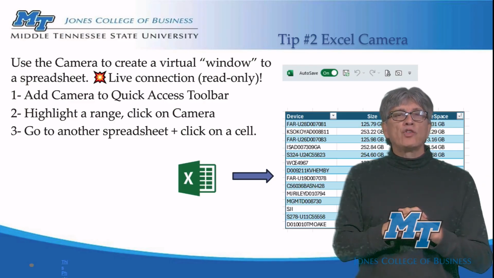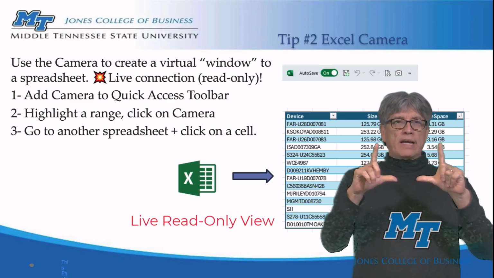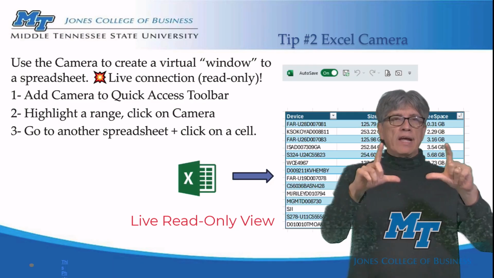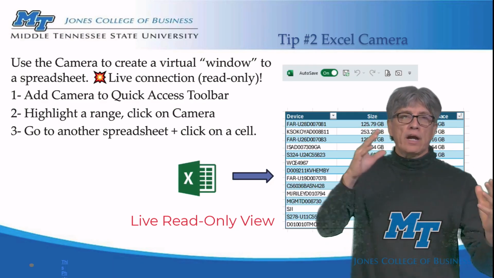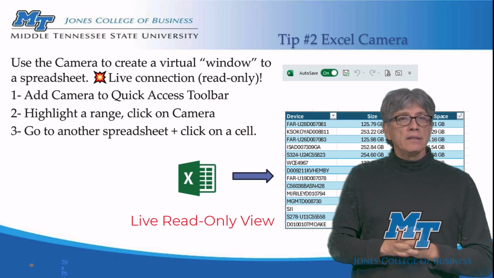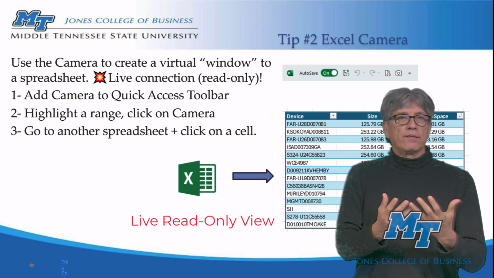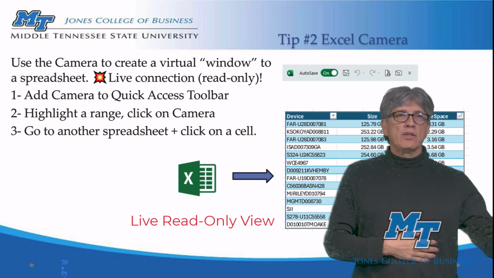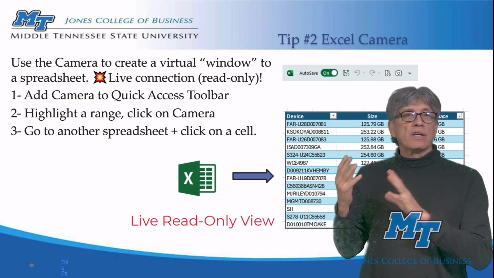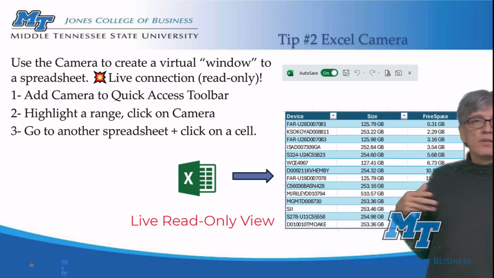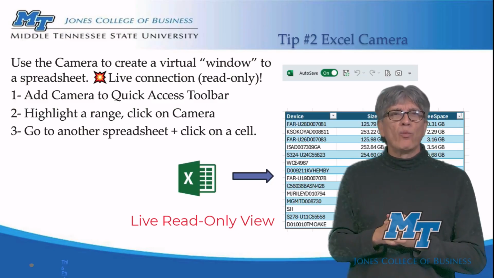With Camera, you create a live connection. It's like a picture that overlays on top of your spreadsheet, but you can change the size. You can make it larger, smaller, and it's always active. So if something changes in the original file, it will automatically update the figure in the destination file. So let me show you how that will work with Excel.